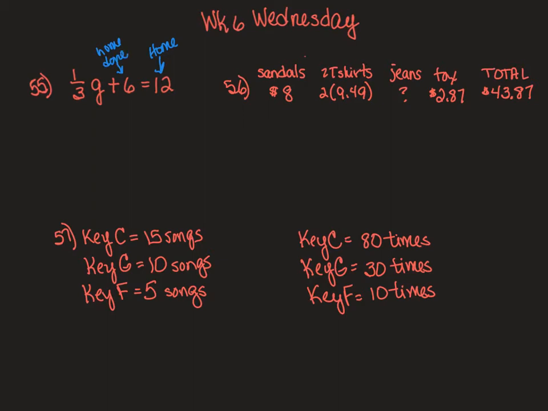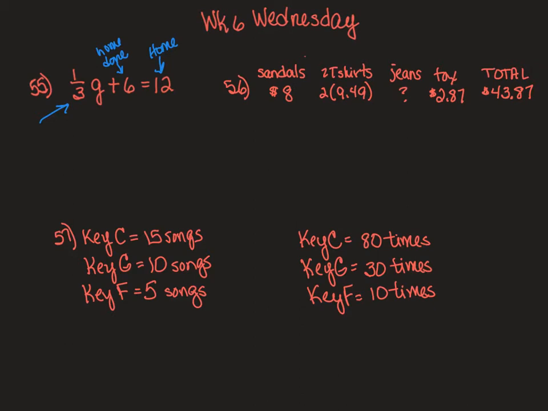Then they're saying that 1/3 of the rest of the games are going to also be home games. So 1/3 of the games they have yet to play, plus the 6 games they've already done, is going to be their total of 12 home games. And they're saying G is all of the games they're going to play.